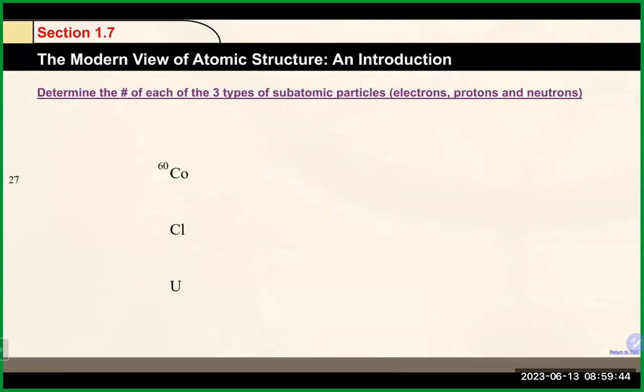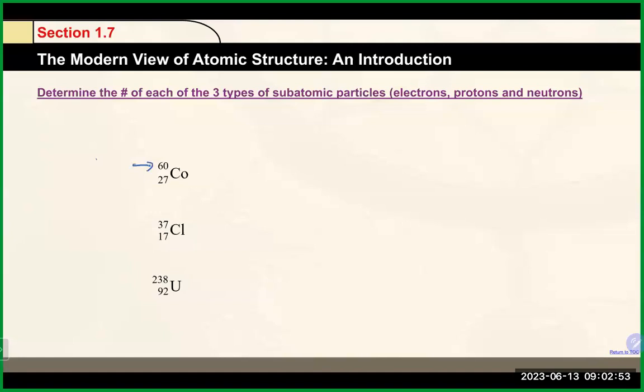All right, so I want you to try these here. For each of these, find the number of protons, electrons, and neutrons. See what you come up with. All right, let's take a look. We'll start with the first one. That is cobalt, Co.